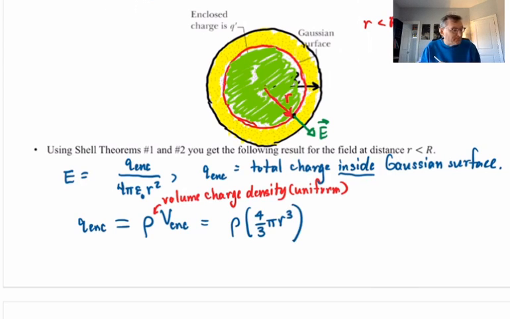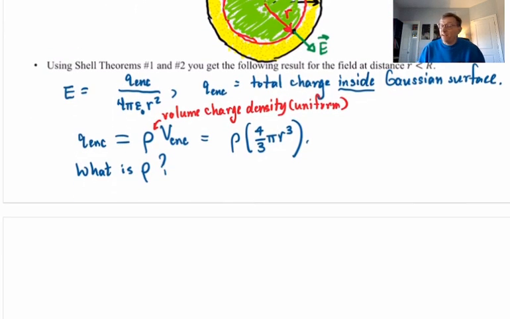So that's rho times, now I need the volume of a sphere of radius little r, 4/3 pi little r cubed. But that does leave us with a little bit of a question. What do we do with that volume charge density, rho? Because the problem doesn't state anything about that rho. So we can't have a rho in our answer unless the problem states what rho is. We've got to figure it out from what we do know.